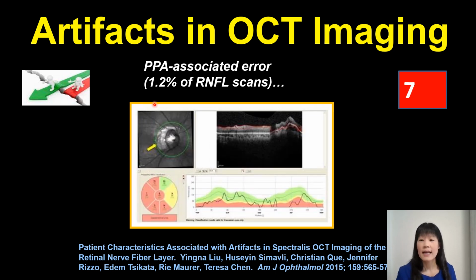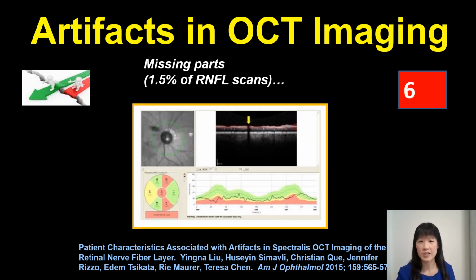PPA-associated error. Now, Joel Truman and the greats before us determined that the optimal scan size is about 3.4 millimeters in diameter because that usually goes around most areas of peripapillary atrophy, but sometimes that scan circle size is too small. And we can be scanning over areas of peripapillary atrophy that are really large, and that will give us garbage data. So again, we need to disregard those retinal nerve fiber layer thickness measurements.